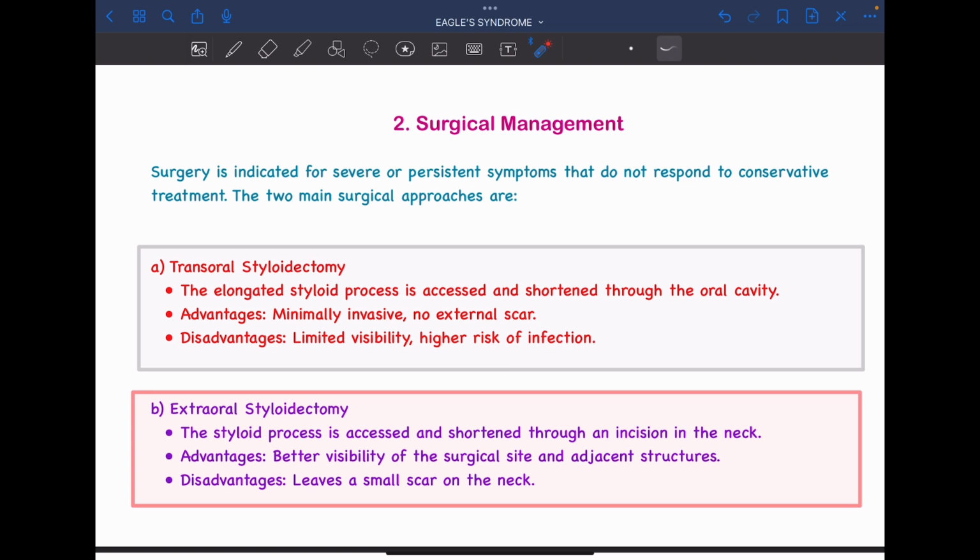Other approach would be extraoral. So extraoral styloidectomy. The styloid process is accessed and shortened through an incision in the neck. Right. So the advantage is obviously there is better visibility. Then disadvantage, it will leave a scar mark on the neck. So in patients who are particularly concerned about the aesthetics and whenever possible, we naturally prefer the transoral approach, and in cases where the access is difficult, then you have to go with the extraoral approach.